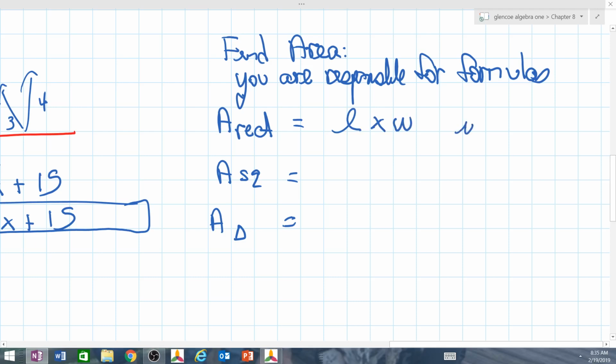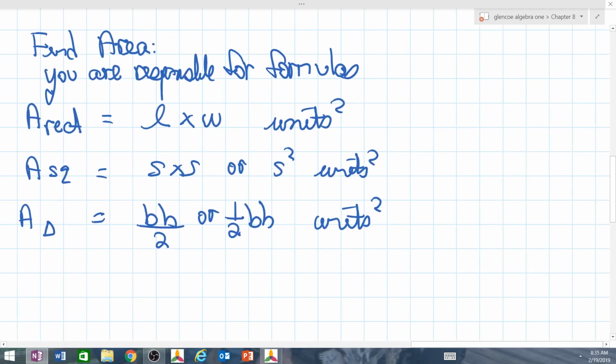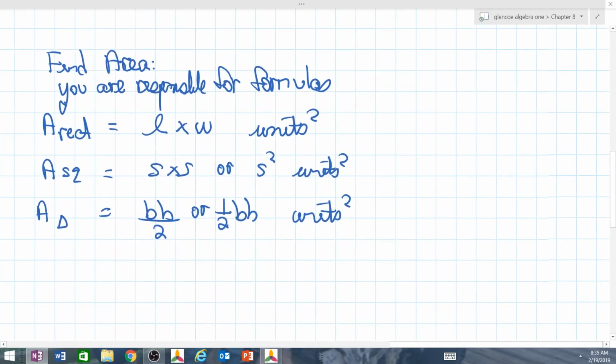Don't forget units squared. Area of a square is side times side, or s squared. And don't forget units squared. And area of a triangle is base times height over 2, or 1/2 BH, whichever one you prefer. It's exactly the same thing. Units squared. So we can find area here.